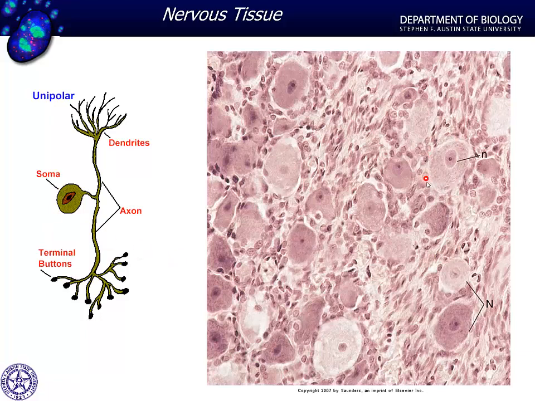In our histological view, we can see our typical cell body of a neuron. Nice round cell body. We've got our nucleus and the prominent nucleolus in the very center.